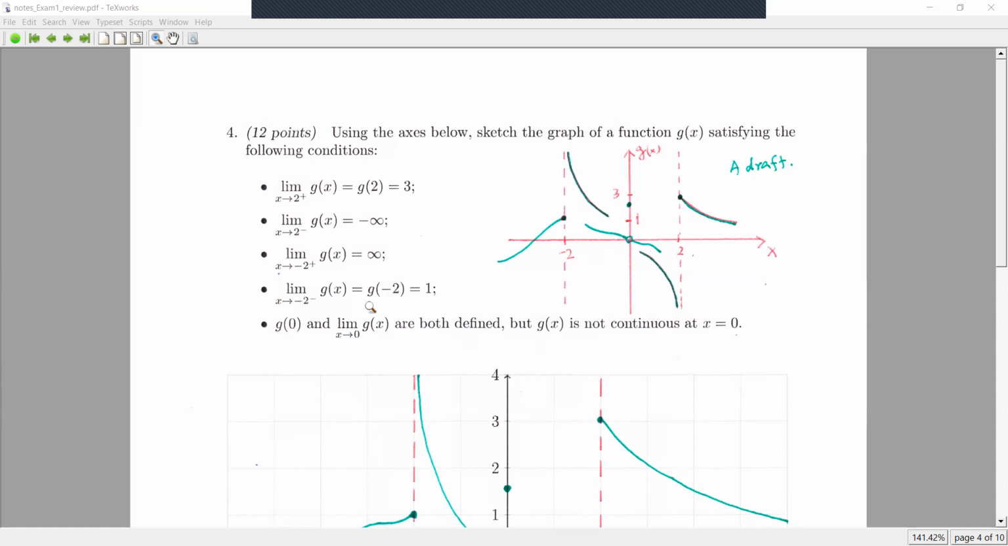Condition 4. Function value at negative 2 is 1. So at negative 2, I put a solid point here. The height of the solid point is 1. As x approaches negative 2 from the left, function approaches 1. On the left side of negative 2, I draw a curve. The curve approaches this solid point. This solid point, its height is 1.